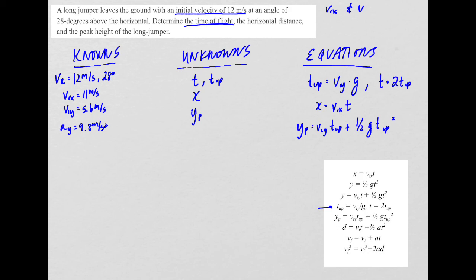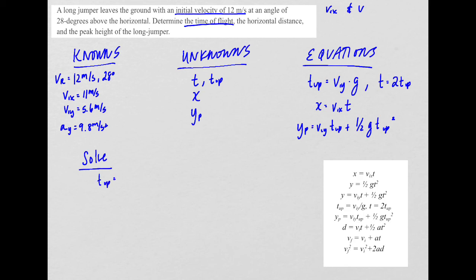All right, so we're going to need to solve for all of those things. We're going to do that in this order also because we need T up in order to solve for time. We need time in order to solve for X. Then we also need T up in order to solve for YP, or peak height. Okay, so let us begin. We're going to solve first for T up.